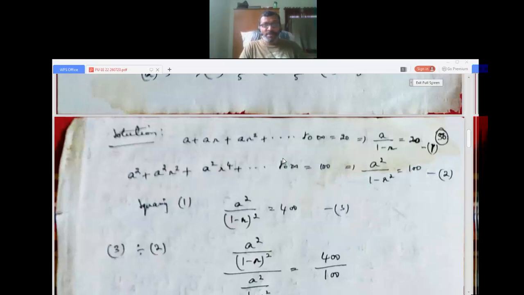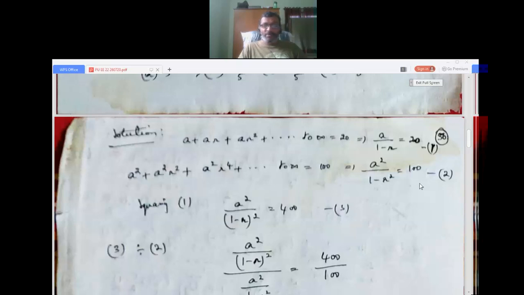So the sum a plus ar plus ar squared to infinity is 20. The formula for the sum to infinity is a by 1 minus r, where a is the first term and r is the common ratio, so a by 1 minus r is 20. Then the sum of the squares is given to be 100 in the question. So the sum of the squares, a squared, then a squared r squared, then a squared r power 4, like that to infinity is 100. Using the same formula, the first term is a squared and the common ratio is r squared, so a squared by 1 minus r squared equals 100.